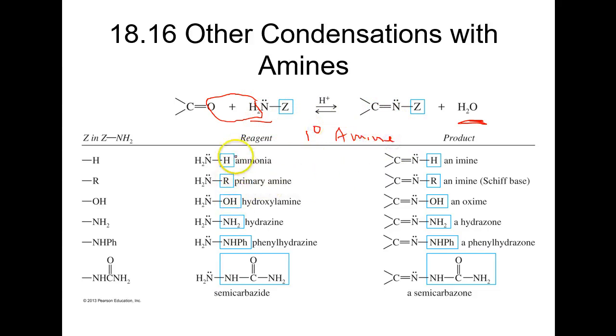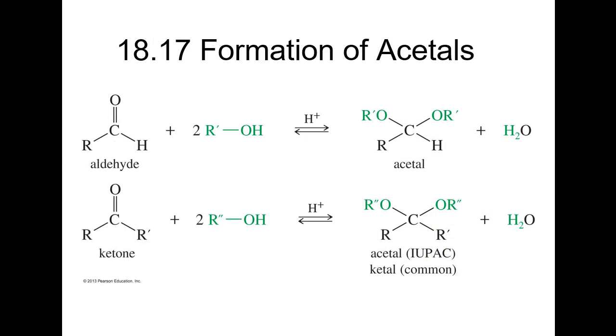So here are some examples. You have ammonia. You can have whatever carbon group you want right here. A hydroxylamine, those are kind of interesting. Hydrazine, we're going to talk about this. This is used in a reaction called the Wolff-Kishner reaction. We're going to see this later on in this chapter, where you form this hydrazone. Phenylhydrazone, which has a phenyl ring, and the semicarbazone. Not things you have to know, but just know you can make several different types of imines.